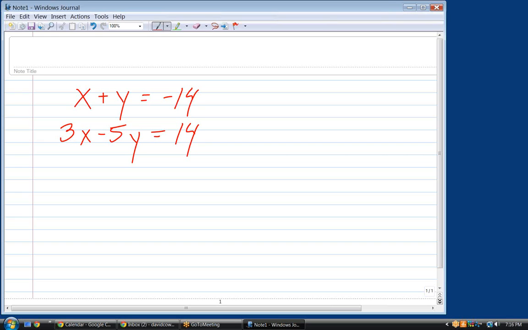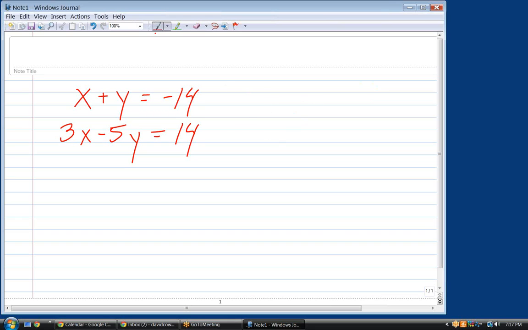If one of the equations, for instance the first equation, would have been the same equation but in a different format, then I would solve it by substitution, because I've already got y completely defined. So wherever I saw y in the second equation, I would substitute x minus 14. Okay? But it's not defined that way. That would require an extra step.